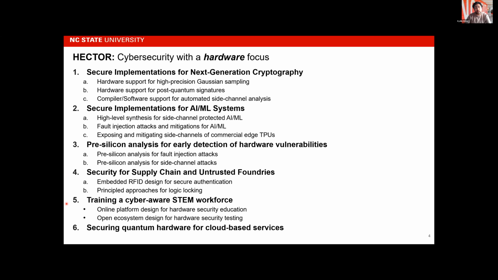And finally, raising the workforce, which is barely discussed. There are a lot of jobs available. There is a well-known cybersecurity talent gap. And this gap is even harder to fill for hardware cybersecurity specialists. And I also work on how to address this with better tools and with open source ecosystem designs.